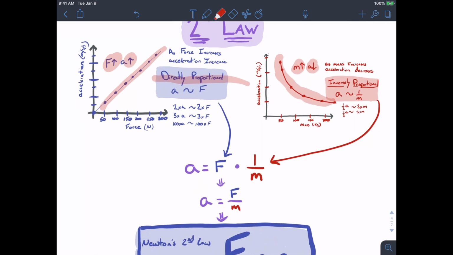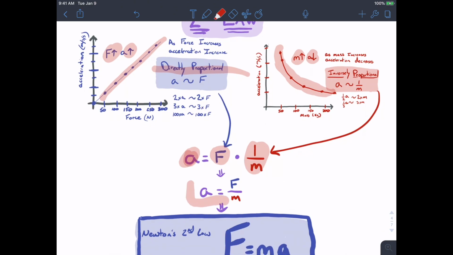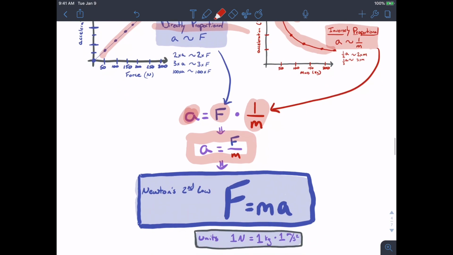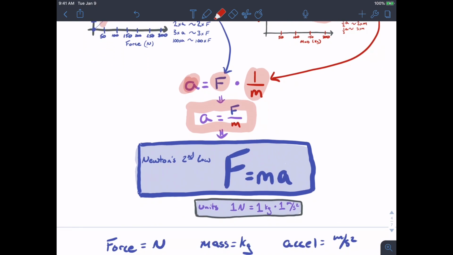Now if you put those two terms together, with the force being directly proportional to the acceleration and the mass being inversely proportional to the acceleration, you can combine those together here into this term, which is what Newton said. He said the force applied is directly proportional to its acceleration, and the mass is inversely proportional to its acceleration. You put those two together, you do a little algebra magic, and you see it the way you're more commonly used to seeing it, which is F equals ma.